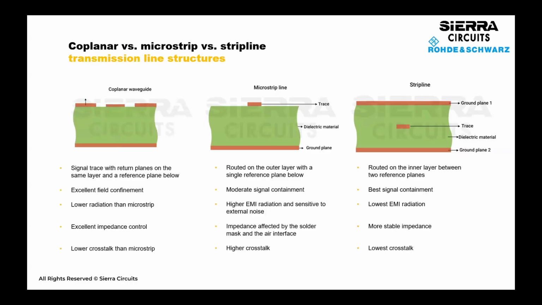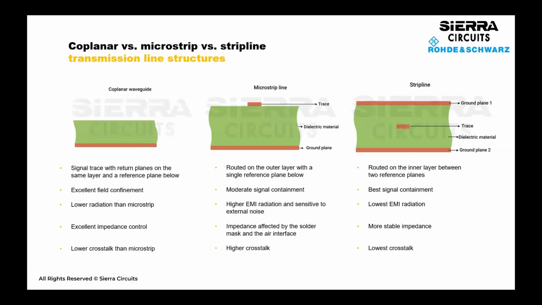In the middle is the microstrip. The trace is routed on the outer layer with a single reference plane underneath. It's easy to route and probe. The fields are partially in the air, hence the impedance becomes sensitive to solder mask and dielectric as well, and we'll talk about that later.